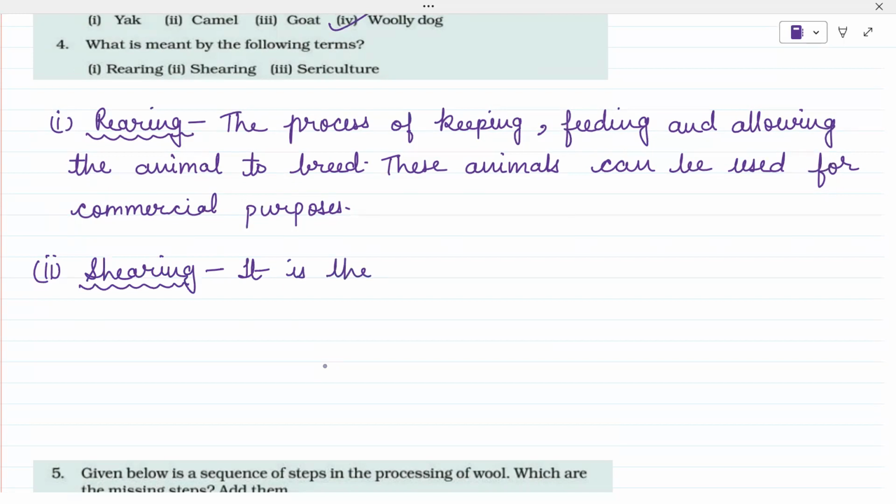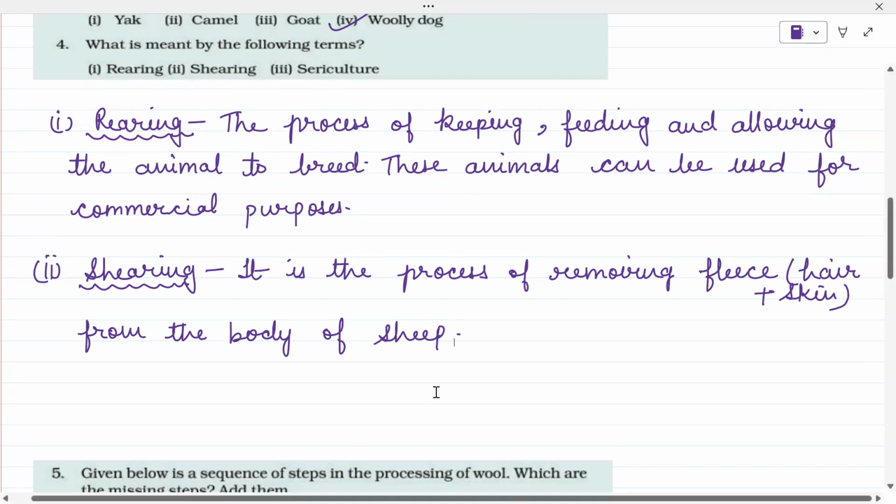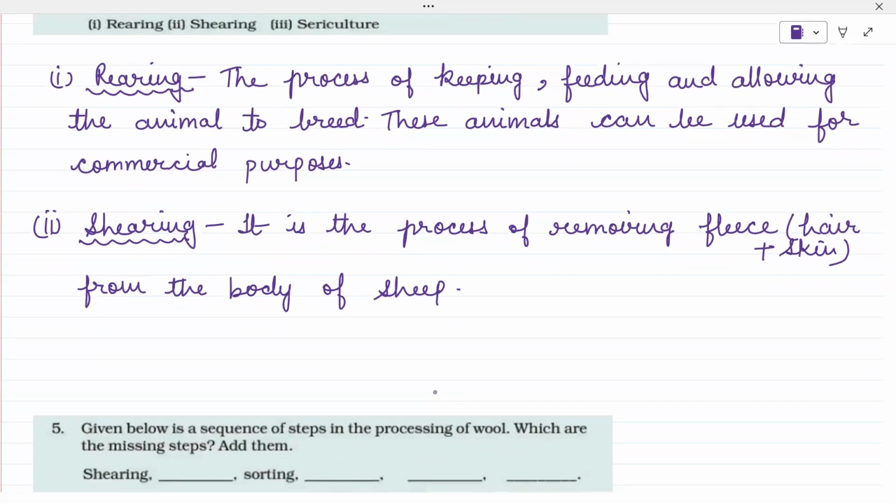it is the process of removing fleece, which means hair plus skin along with the skin, right? From the body of sheep, right?